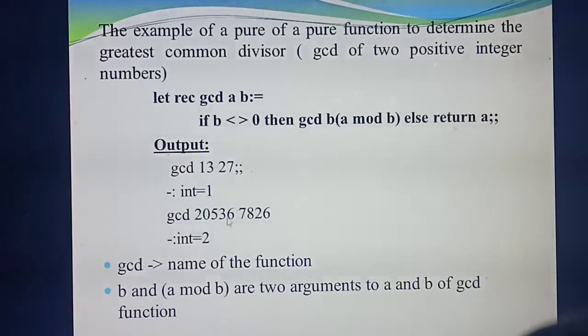Okay, so here they are giving the name of the function, GCD. So here, what are the arguments? This one we can also call as arguments: B, A mod B are also arguments. Okay, this is not important, just read it one time, that's all.